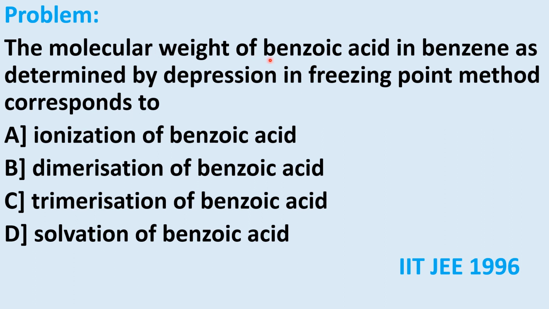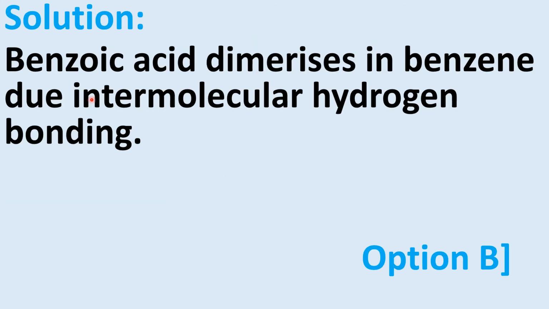The molecular weight of benzoic acid in benzene as determined by depression in freezing point method corresponds to option A ionization of benzoic acid, option B dimerization of benzoic acid, option C trimerization of benzoic acid, option D solvation of benzoic acid. Benzoic acid dimerizes in benzene due to intermolecular hydrogen bonding. Thus option B is correct.